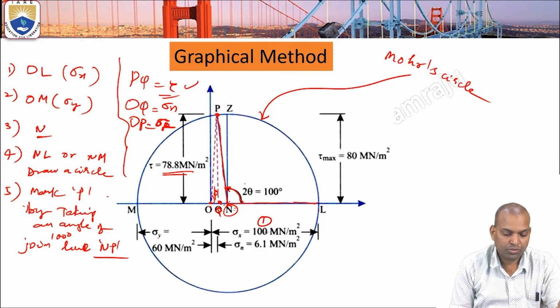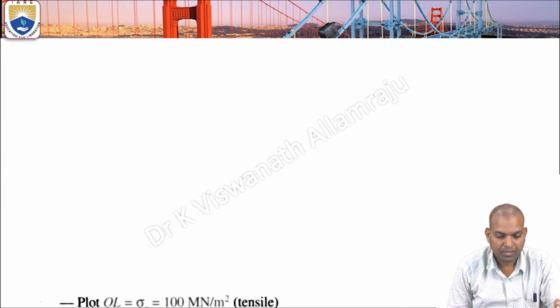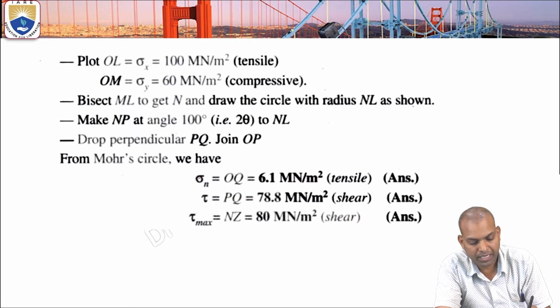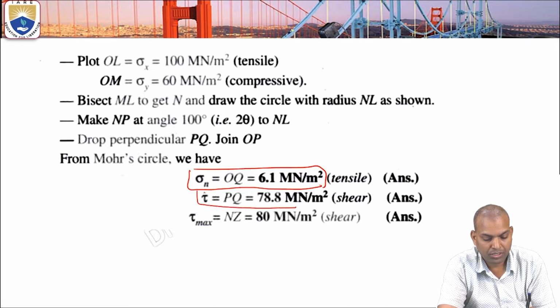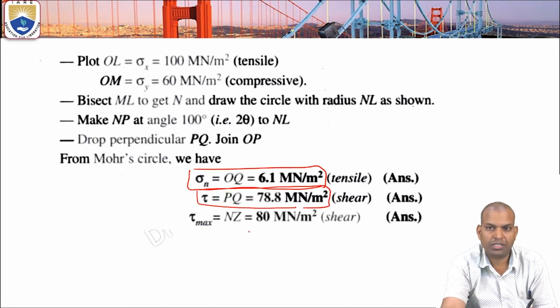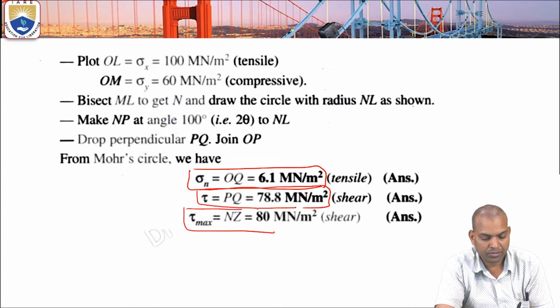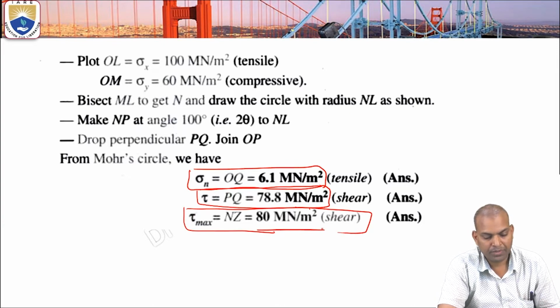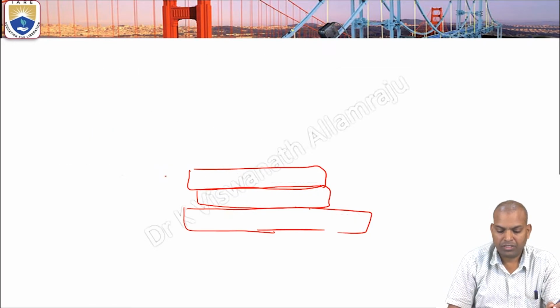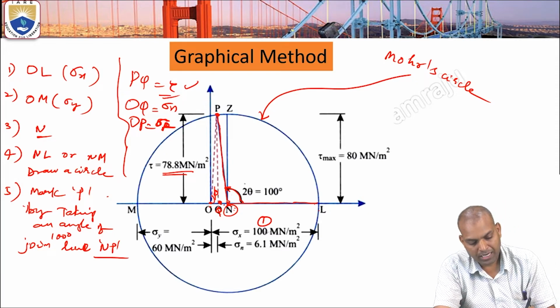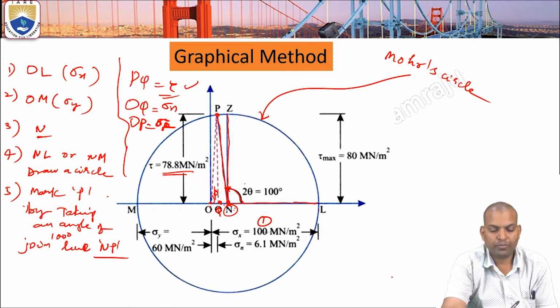So the values we have observed are: sigma n is 6.1 megapascals in tensile, tau is 78.8 megapascals in shear, and tau maximum. What is the tau maximum? Tau maximum is 80 megapascals. Here NZ is the maximum value, that is the tau maximum, 80.